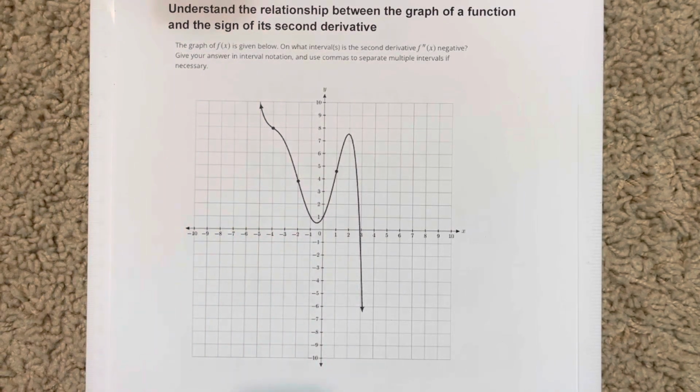In this video, we're going to understand the relationship between the graph of a function and the sign of its second derivative. It says the graph of f of x is given below. On what intervals is the second derivative negative?